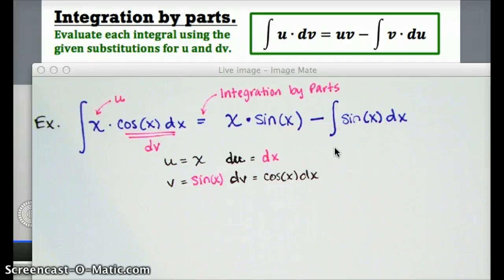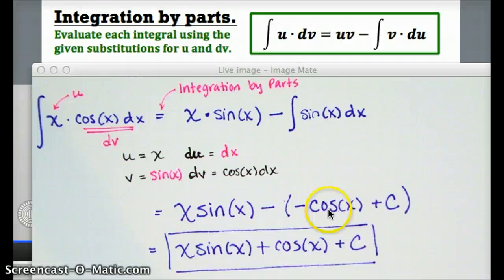And what you should notice is that although we still have an integral in our answer, this is actually a much easier integral to evaluate. This one was pretty complicated. The integral of sine is a pretty normal function to integrate. It's just negative cosine of x. So once you evaluate that second integral, you can distribute the negative symbol, and you end up with your final answer.